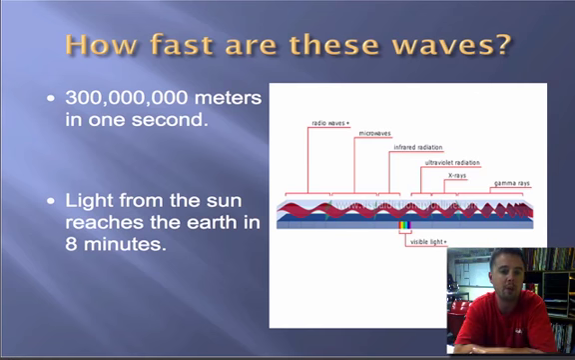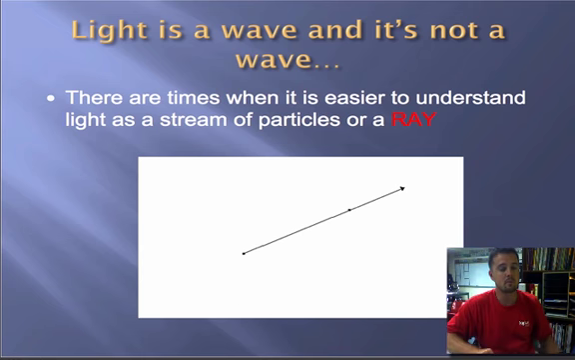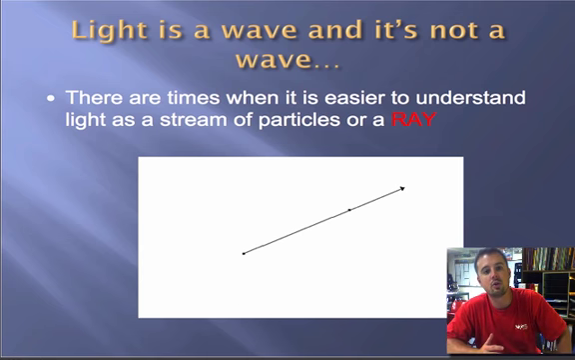These waves are moving at what is called the speed of light, which is 300 million meters in 1 second. And to get an idea of what that's like, the light from the sun reaches the Earth in only 8 minutes. That's pretty impressive.